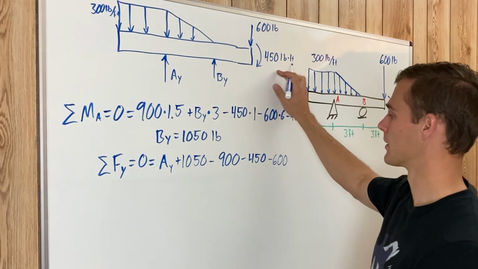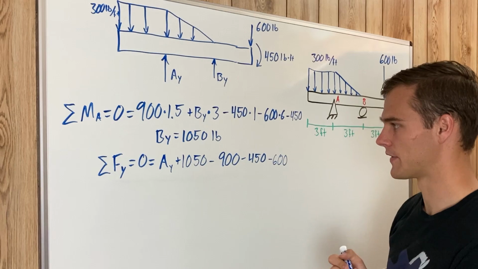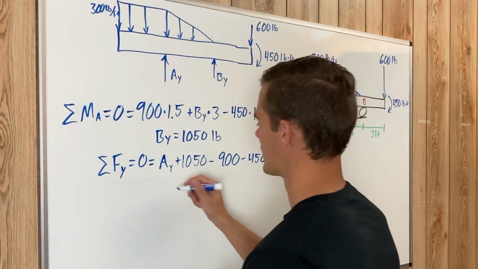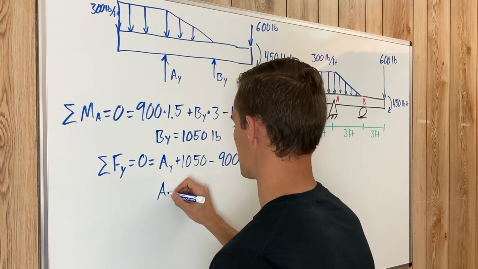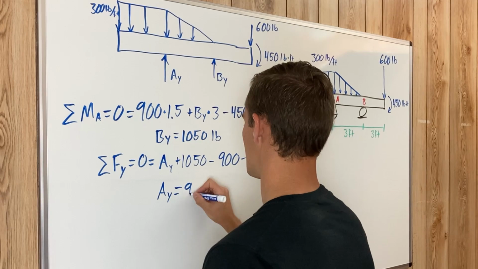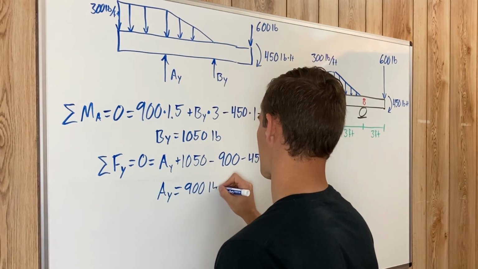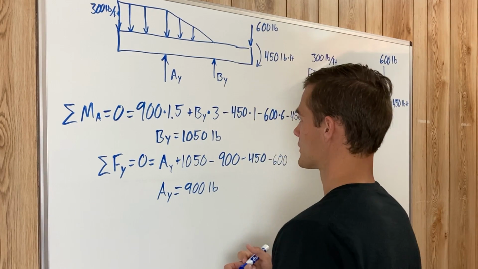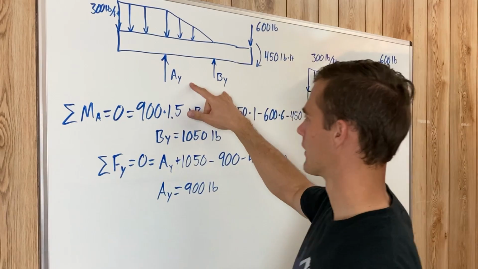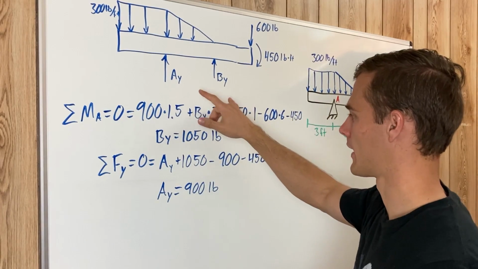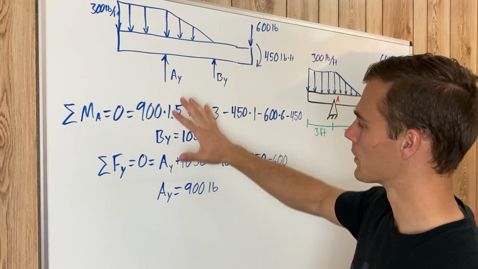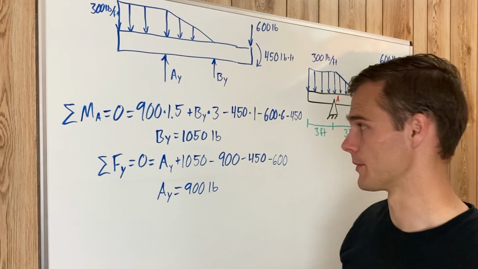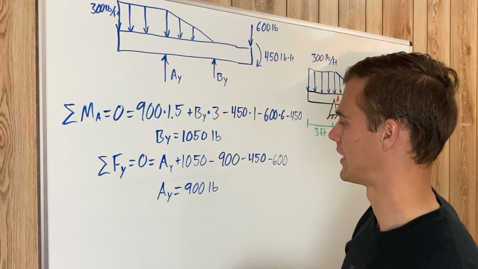And remember that the point moment is not going to affect our forces in the y direction. So solve for A sub y, and you get that that equals 900 pounds. So we'll label that right here on our free body diagram, and below it we will draw our shear moment diagrams and their axes and label them.